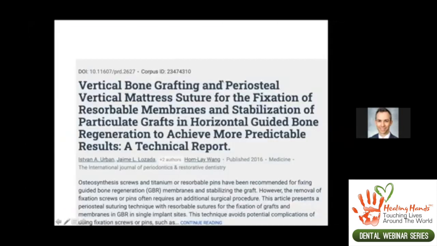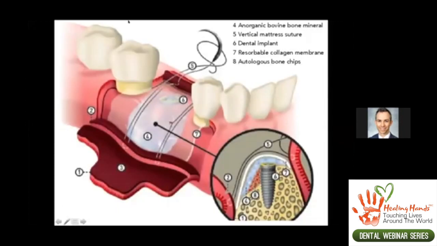So here's an example of a paper from the University of Michigan and other collaborators describing a vertical bone grafting technique. This can also be used for horizontal grafting, where basically what they're doing is, you can see it's the same approach for the flap design, but freeing up the periosteum from the submucosa and suturing to the periosteum labially and palatally to contain the membrane in place.